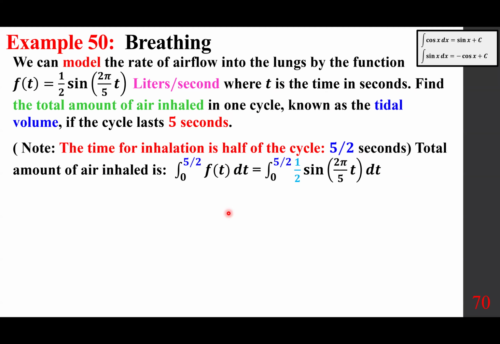Total amount of air inhaled is the integral from 0 to 5 halves of f of t dt, and you put the function here. Again, the entire cycle, known as tidal volume, takes 5 seconds in and out. So the inhalation is going to take half of it on average. To do this, we are going to use substitution. Notice this is sine of something. Let's call it u. So let u be 2 pi over 5 t. Its derivative du dt is 2 pi over 5, therefore du is 2 pi over 5 dt.